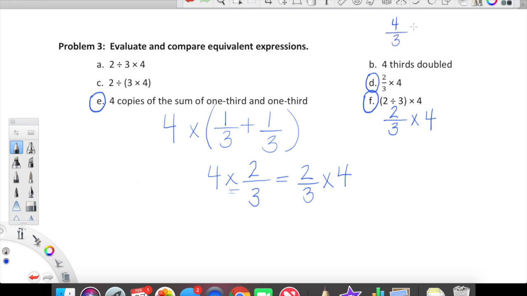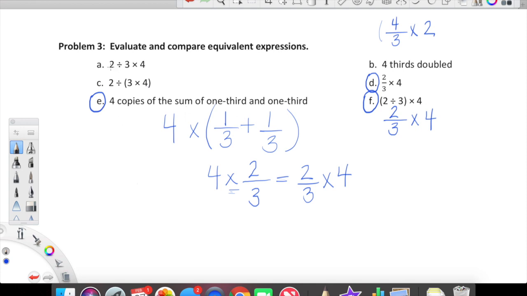4/3 doubled means to make 2 copies of it. We see the same digits, but this expression is not the same as this expression. Let's look at this here. We have 3 times 4 divided by 2. Not the same as E, D, and F.